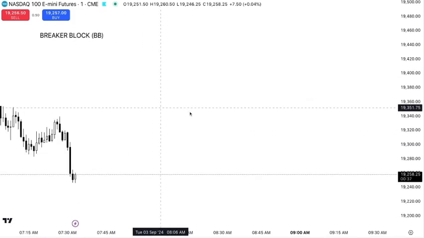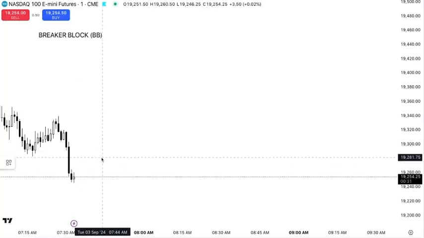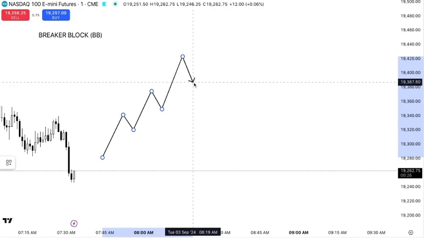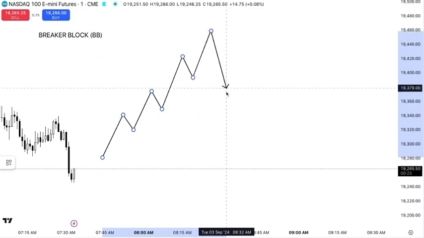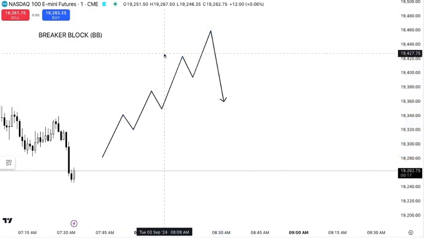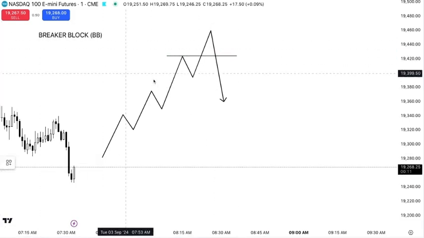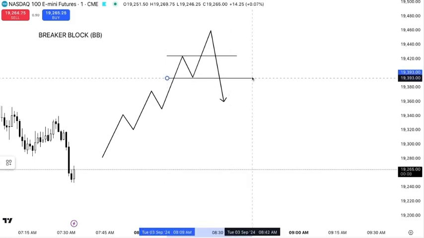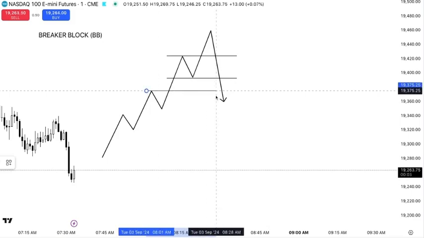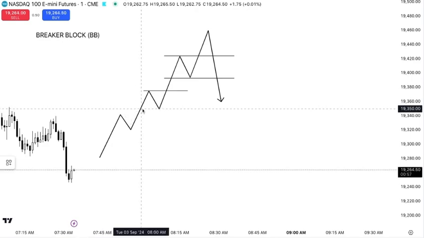All right. So what a breaker block really is, let me show you guys. So say we have an uptrend. Every single, let me draw these out real quick. And then I'll show you guys on the chart as well.